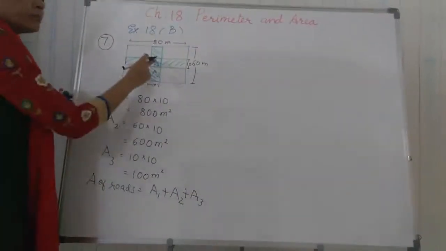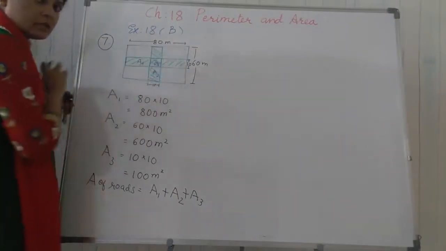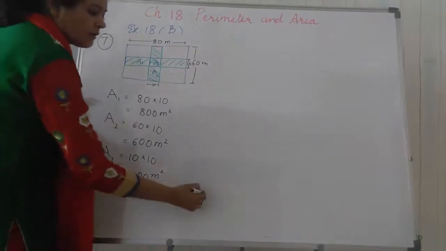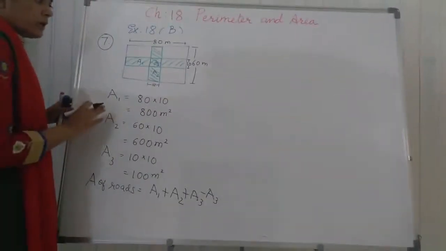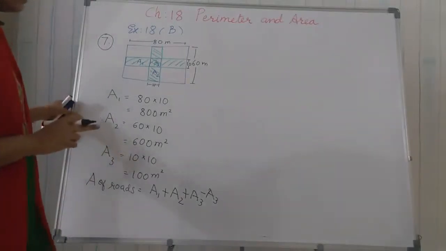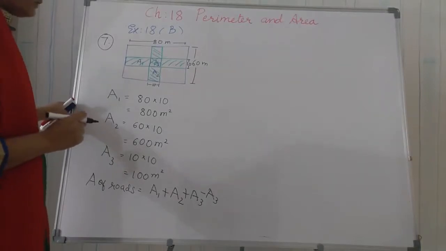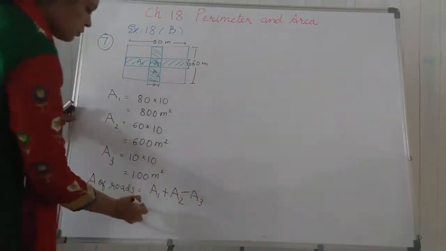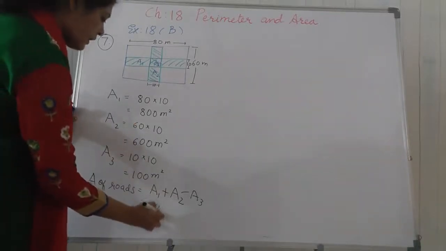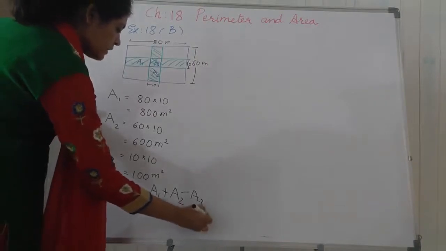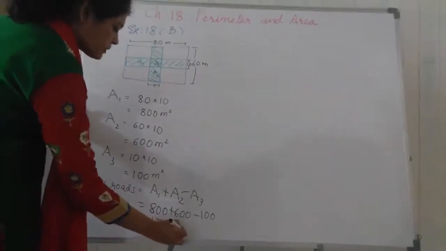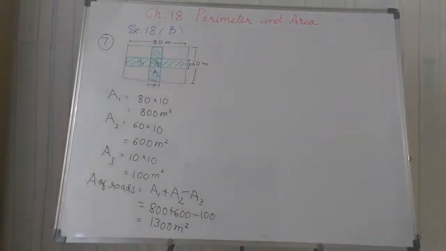But students, A3 part is coming 2 times. Once I have shaded this A1 part and second when I have shaded A2 part. So we can take only one time. It means I have to subtract it one time. Okay, only one time we can take it. So what I can do, I will add one time and subtract also one time from it. Okay, so now A1 plus A2 minus A3. What I have to do? Minus A3, because 2 times it is coming. So now I write 800 plus 600 minus 100. So how much I get? 1400 minus 100, 1300 meter square, which is the value of the area of the roads here.